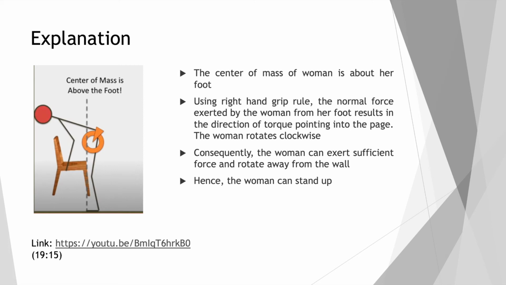On the other hand, the center of mass of the woman is about her foot. Using the right hand grip rule, the normal force exerted by the woman from her foot results in a direction of torque pointing into the page. The woman rotates clockwise. Consequently, the woman can exert sufficient force and rotate away from the wall. Hence, the woman can stand up.